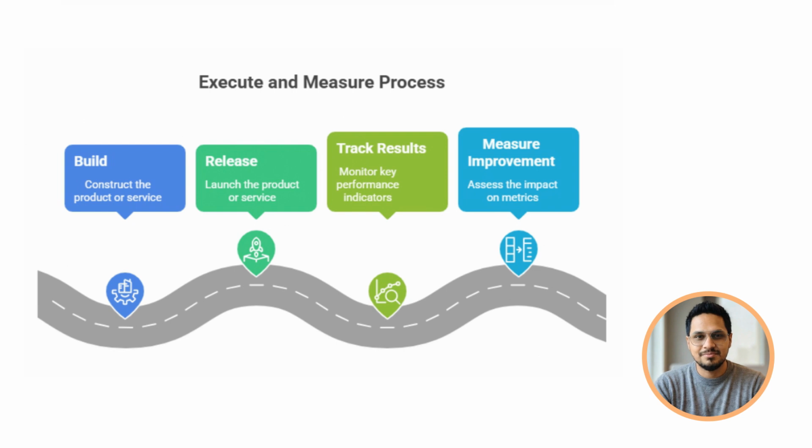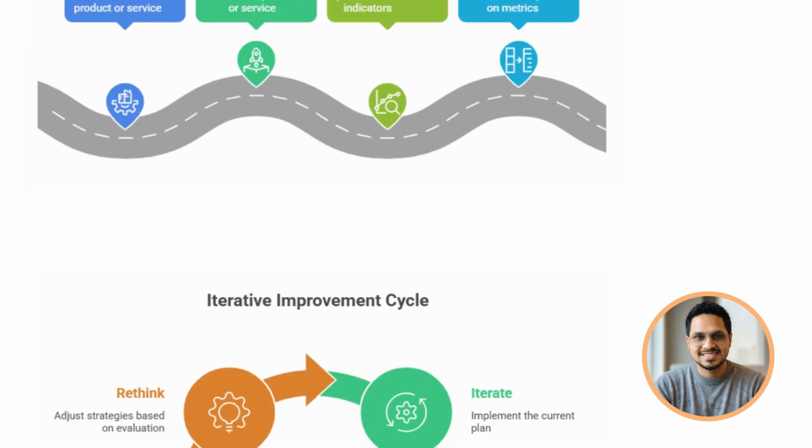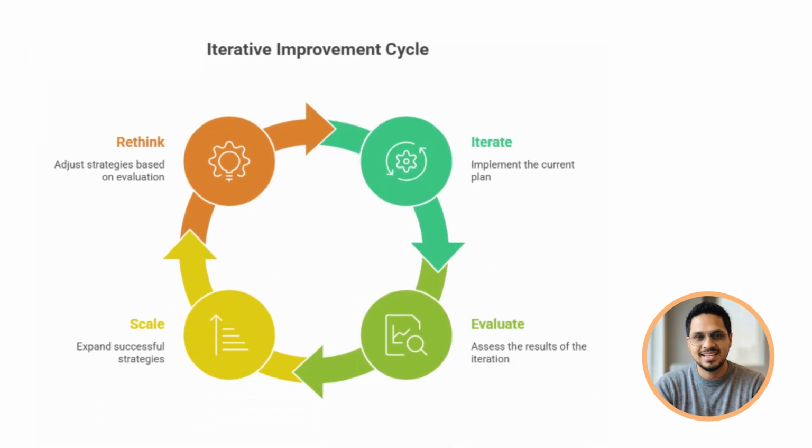Now comes step number 6, which is to execute and measure. Simply build, release, and track results, then see, did the metric improve? Now, at last, simply iterate. If yes, scale it. If no, rethink, and the loop continues.